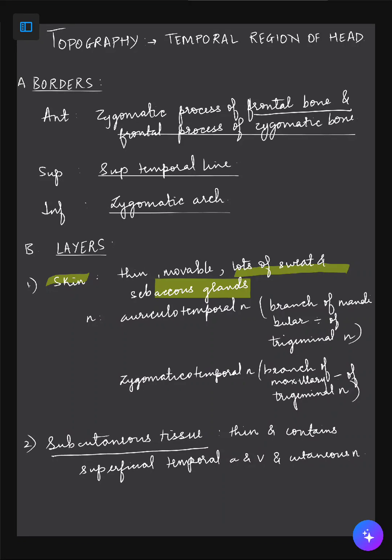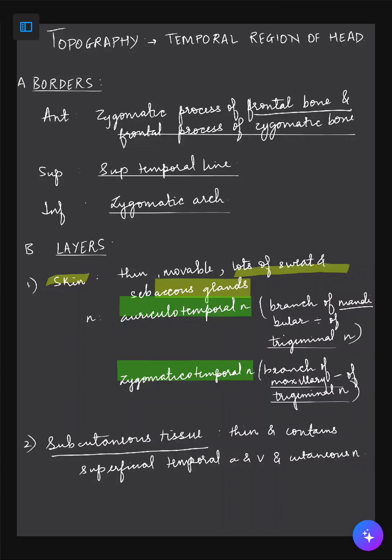Sebaceous glands are there. Now which are the nerves which cover this layer of temporal region near the skin? Nerve is auriculotemporal nerve, zygomaticotemporal nerve. Now this auriculotemporal nerve is a branch of mandibular nerve, which is a division of trigeminal nerve. And the zygomaticotemporal is also a branch of maxillary division of trigeminal nerve.